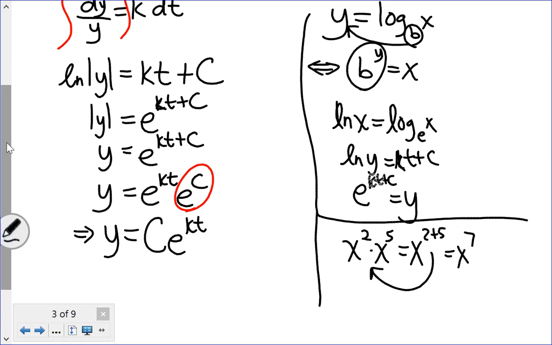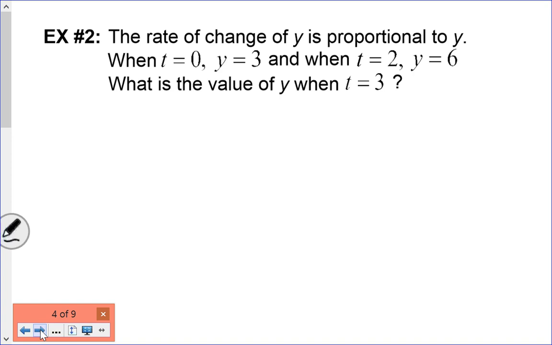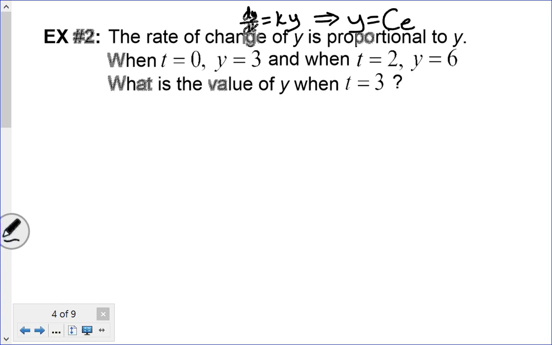Okay, so now let's use that in order to solve things. It says the rate of change of y is proportional to y. So that means we are saying that dy/dt equals some constant times y. That's what it's saying. Well, we just learned that that implies that the solution is y equals c e to the kt. So we can just use that directly to solve this problem.